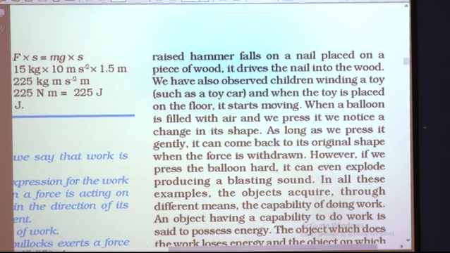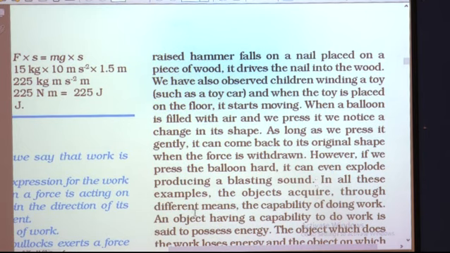However, if we press the balloon hard, it can even explode, producing a blasting sound. If you press the balloon hard, or just take a pin and prick that balloon, you will find that the balloon explodes and produces a blasting sound.